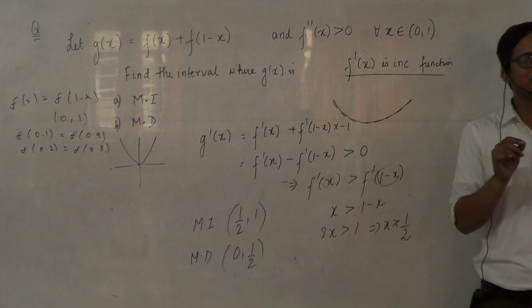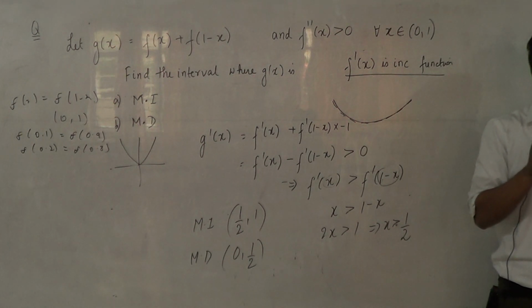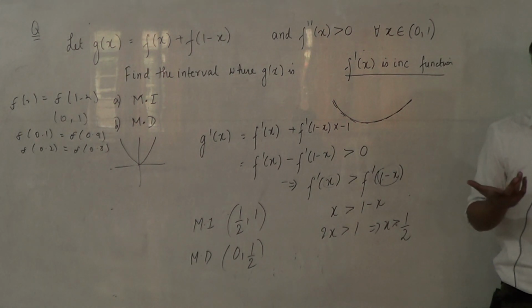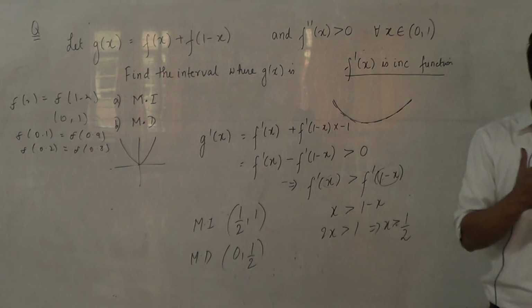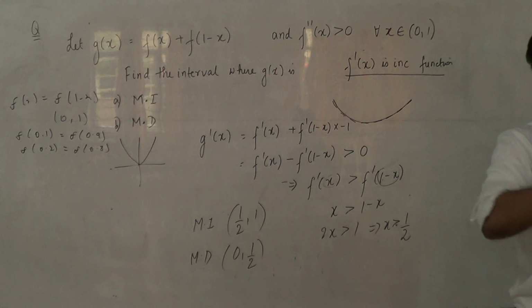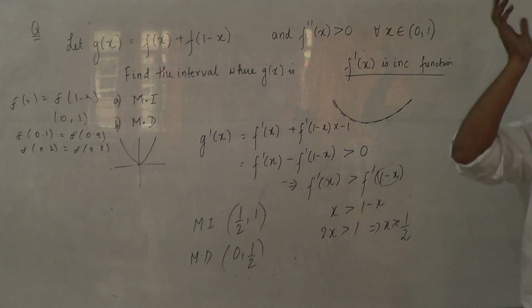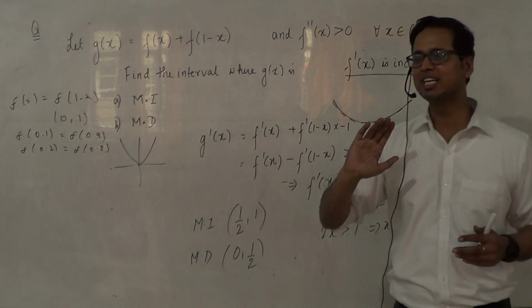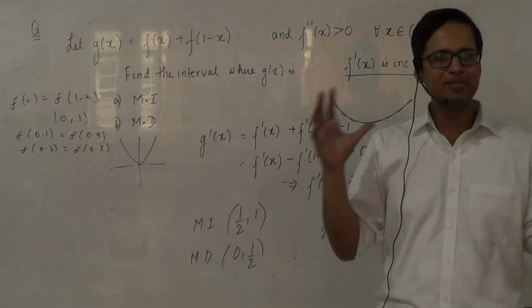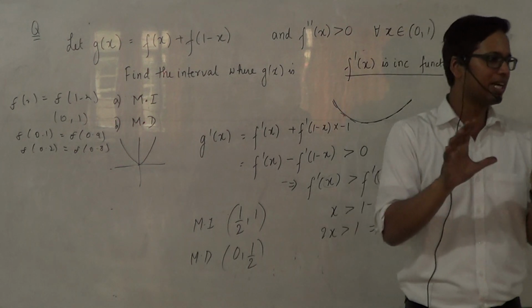See, there is a misconception that I see in most of you. You feel that if a function is negative, it can never be increasing. And you are relating the increasing with the positivity of the function. No. A function can be negative and still be increasing. So you can have various possibilities. Don't relate it to that.